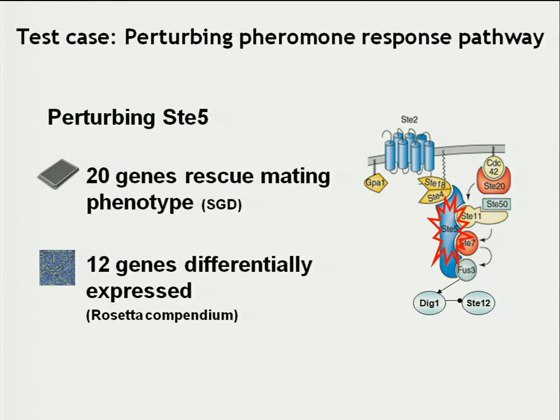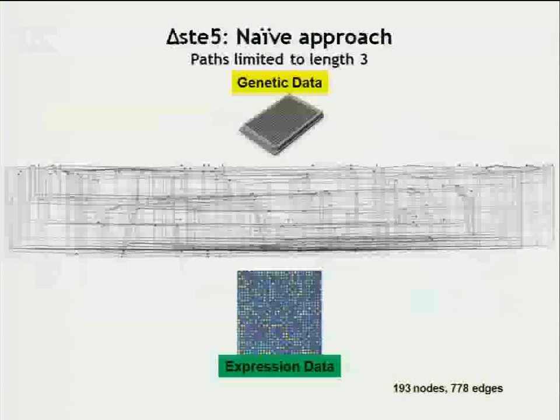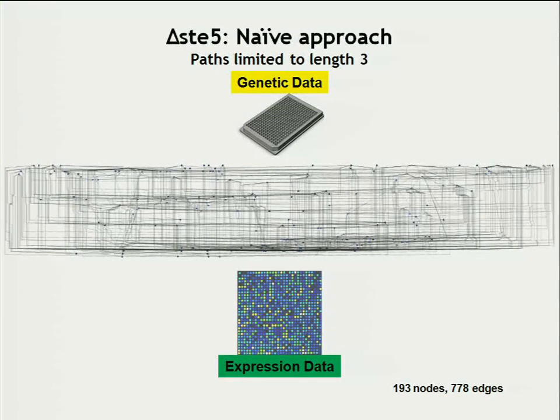So here's good news and bad news. The good news is that you can certainly connect these in the interactome, but unfortunately what you get is one of these hairball diagrams in which you've really gained no useful relationship between the genetic data and the expression data. So what are we doing wrong?